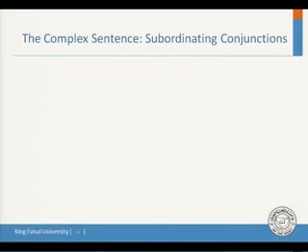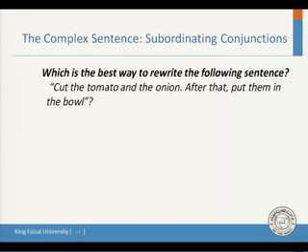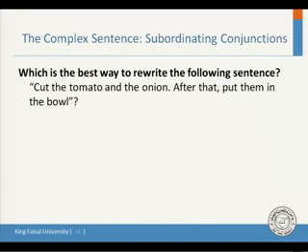Let's talk more about subordinating conjunctions using examples or questions. Now look at this question. Which is the best way to write again the following sentence? Cut the tomato and the onion. Simple sentence. Full stop. After that, put them in the bowl. So we have two simple sentences. Do number one, then do number two.